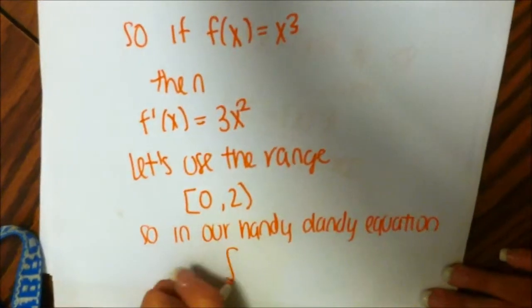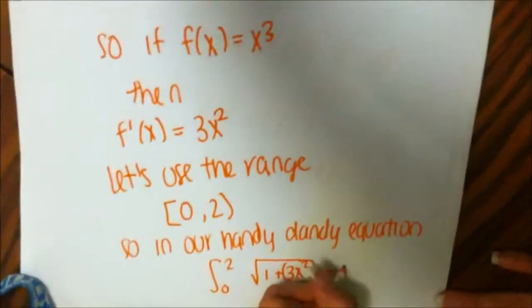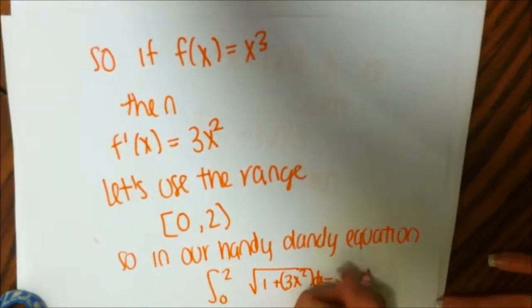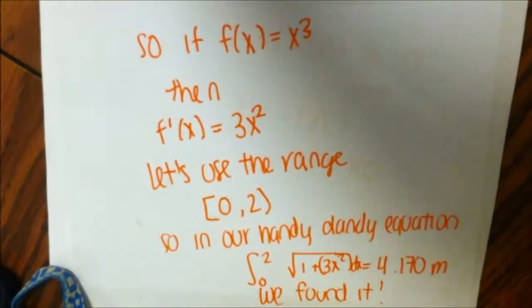Now let's plug those values into the integral from 0 to 2 of the square root of 1 plus 3x squared dx, which equals 4.170 meters. This is the length of our curve.